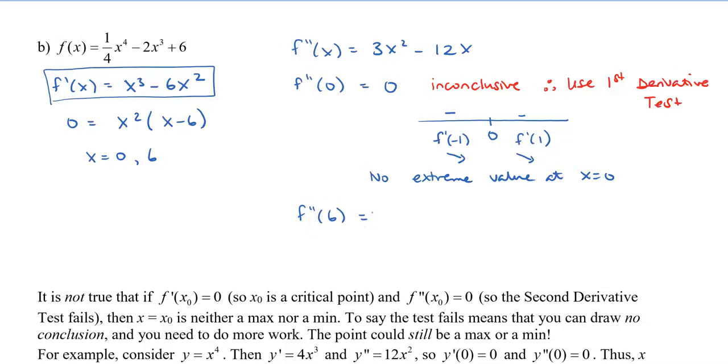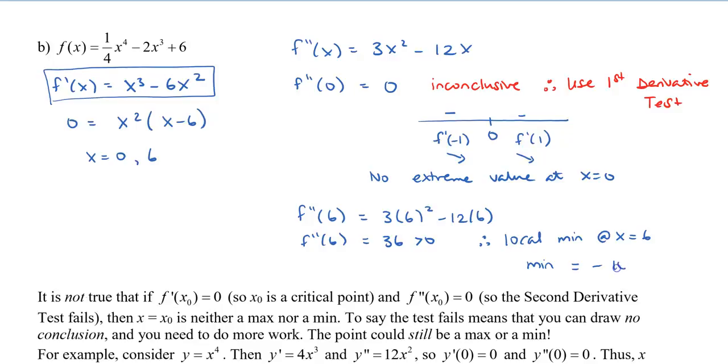Let's now test our second number, which is 6. And when I do that, I get 3 times 6 squared minus 12 times 6. And I get 36, which is greater than 0. So therefore, for this one, I know that I have a local minimum at x equals 6. And that minimum value is equal to negative 102.